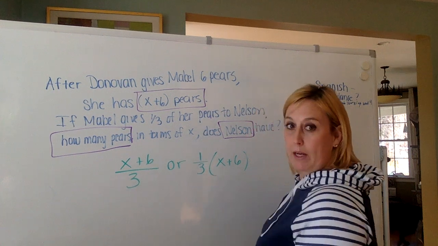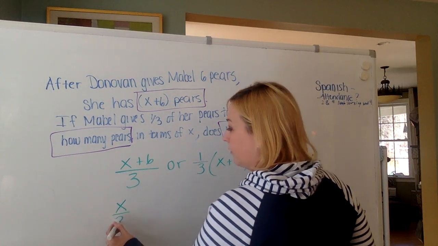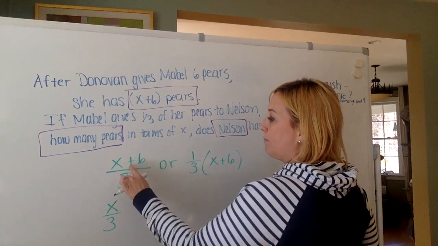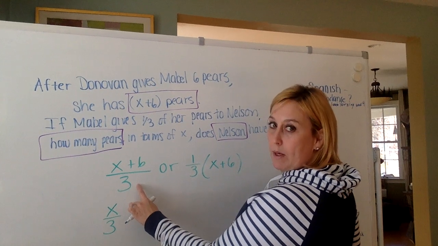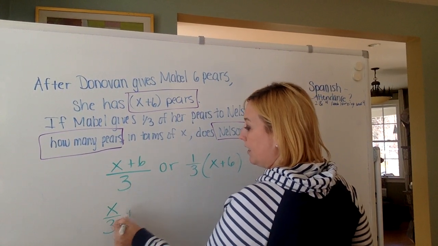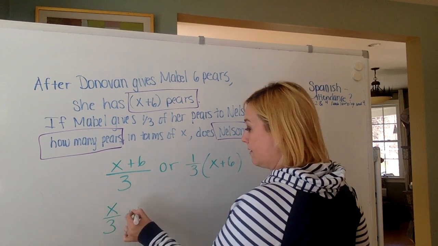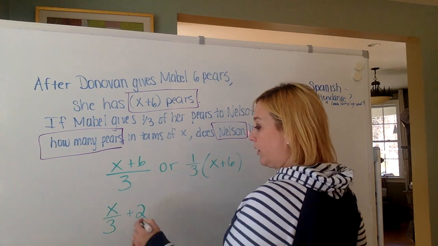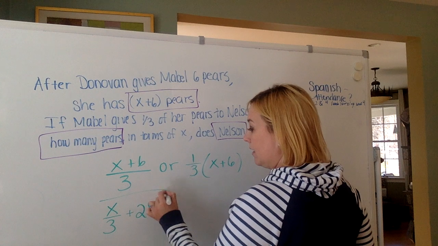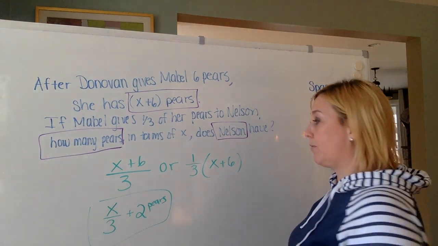X divided by 3 can be written as x over 3, right? You see that? X over 3. And then we have positive 6 divided by positive 3. Positive divided by a positive is positive. 6 divided by 3 is 2. So we could say that Nelson had x divided by 3 plus 2 pairs. That would be a simplified expression.